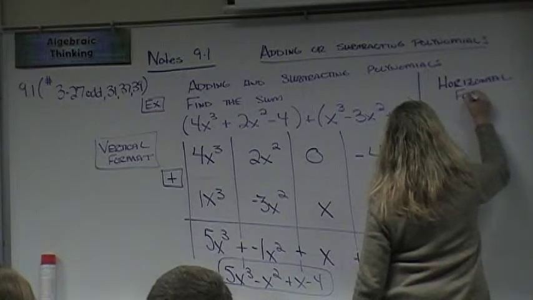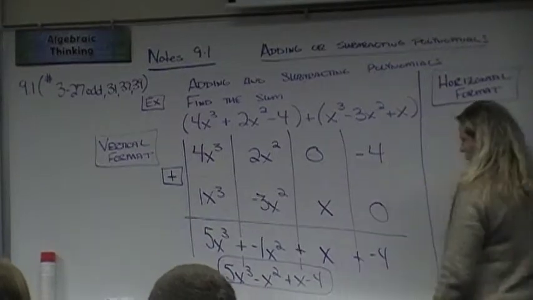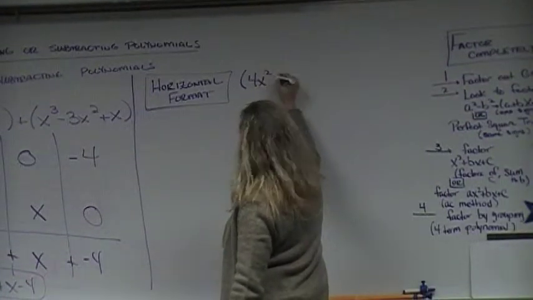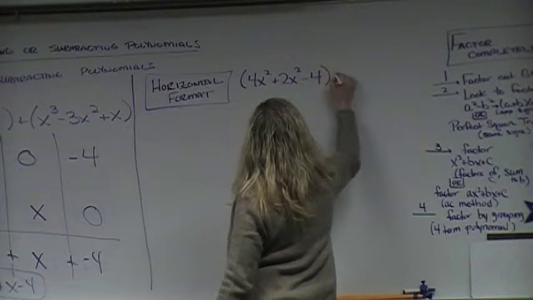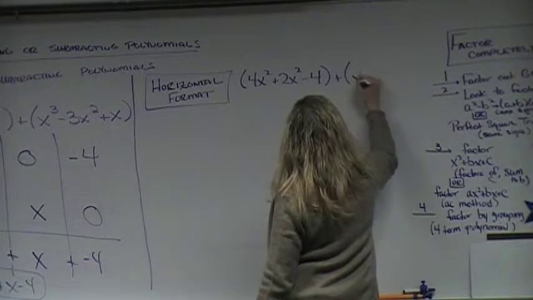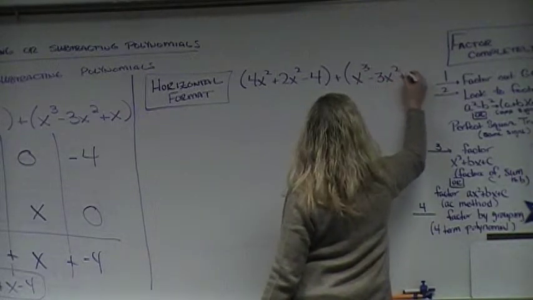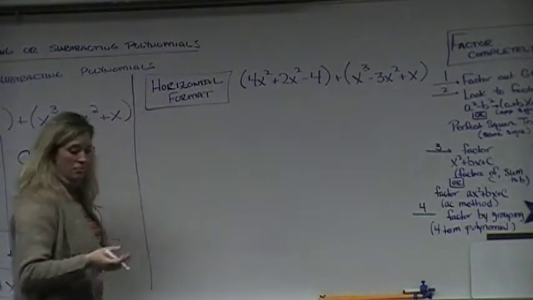Okay, in this format, you are going to be grouping together your like terms. All right, so here again is the problem: 4x squared plus 2x squared minus 4 plus x cubed minus 3x squared plus x. Okay? And now what I do is I'm just going to group together my like terms.